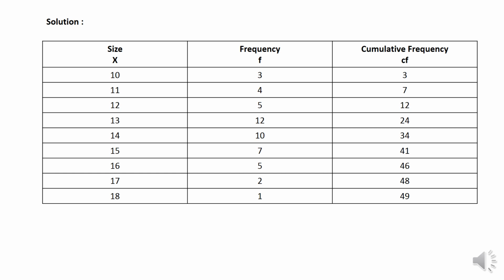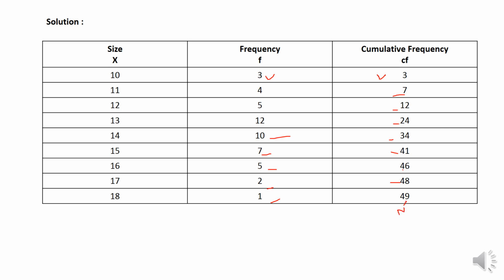For the calculation of cumulative frequency, first of all we write 3, and 3 plus 4 will be equal to 7. 7 plus 5 will be equal to 12. 12 plus 12 will be equal to 24. 24 plus 10 will be 34. 34 plus 7, 41. 41 plus 5, 46. And 46 plus 2, 48. And 48 plus 1, 49. So in this case, N will be 49.